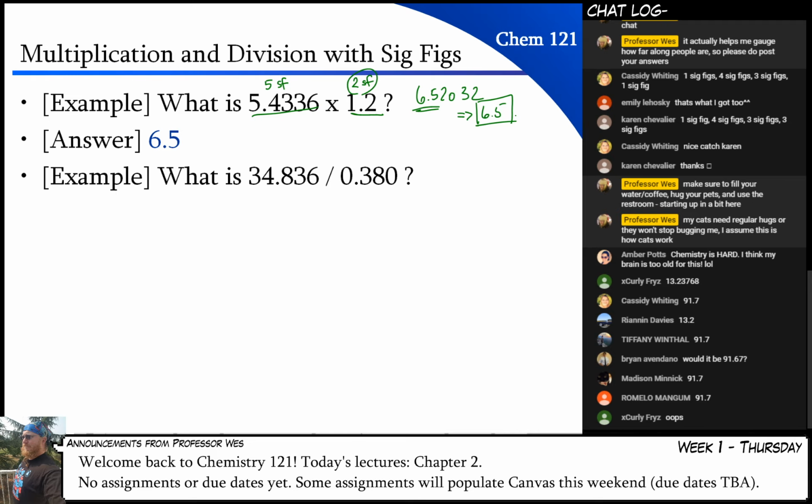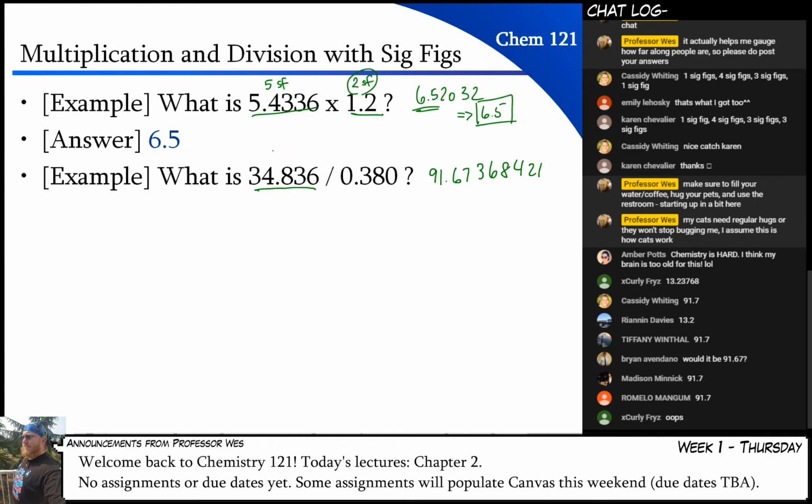All right, see a lot of good answers? Let's go over the answer together. When I punch this into my calculator, it makes 91.67368421. That is a lot of digits. I certainly don't get to keep that many, so I need to consider sig figs.